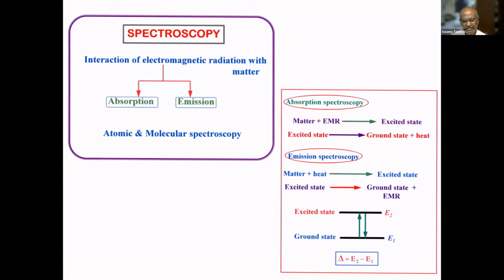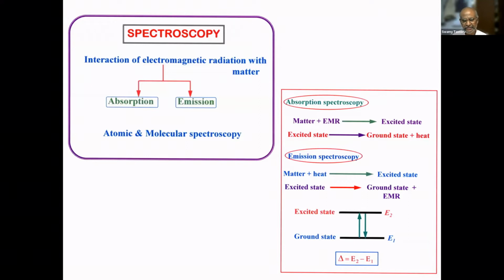So this is a general introduction to spectroscopy. Spectroscopy is generally defined as interaction of electromagnetic radiation with matter. Spectroscopy is broadly classified into absorption spectroscopy and emission spectroscopy, also classified as atomic spectroscopy and molecular spectroscopy. NMR comes under molecular spectroscopy because we derive the molecular structure from the NMR spectrum.